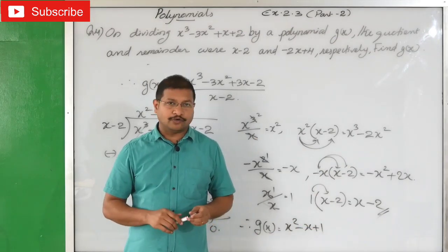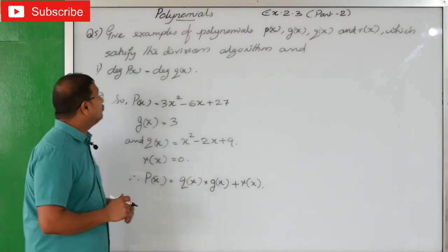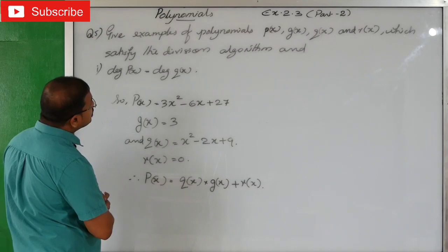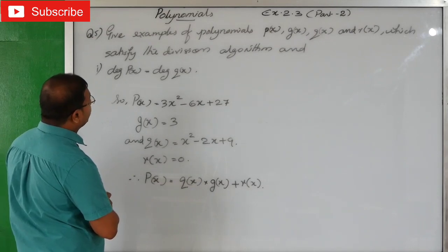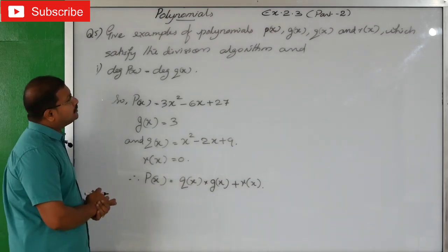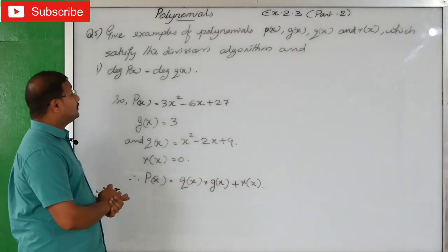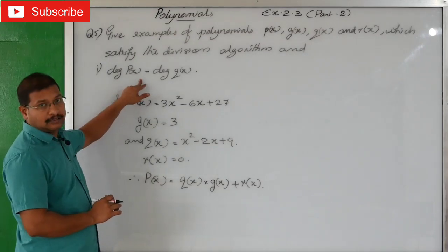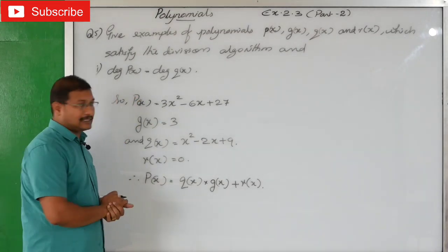Ready? So let's go to the next question. Let's see question number 5. Give examples of polynomials p of x, g of x, q of x and r of x which satisfy the division algorithm. And the first condition is degree of p of x equals degree of q of x.